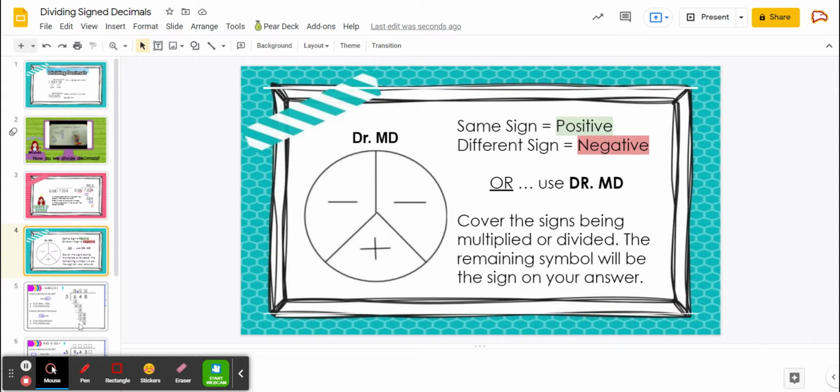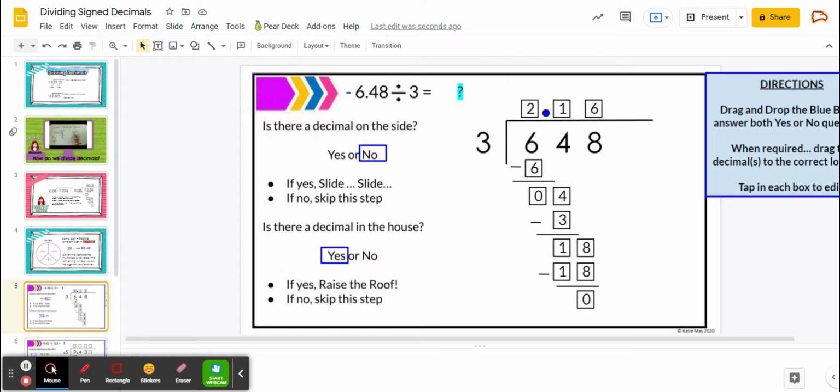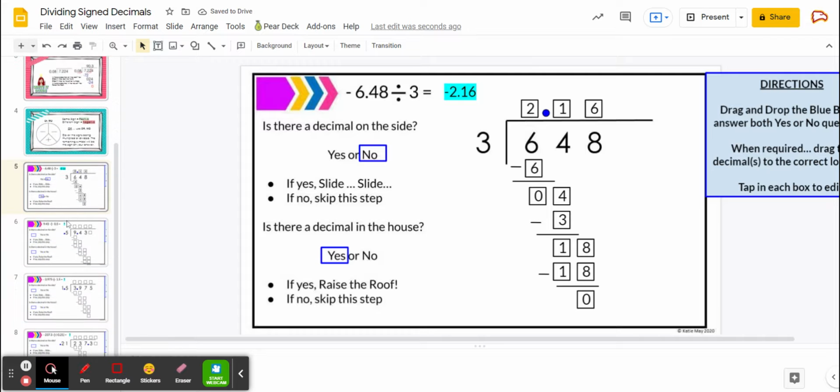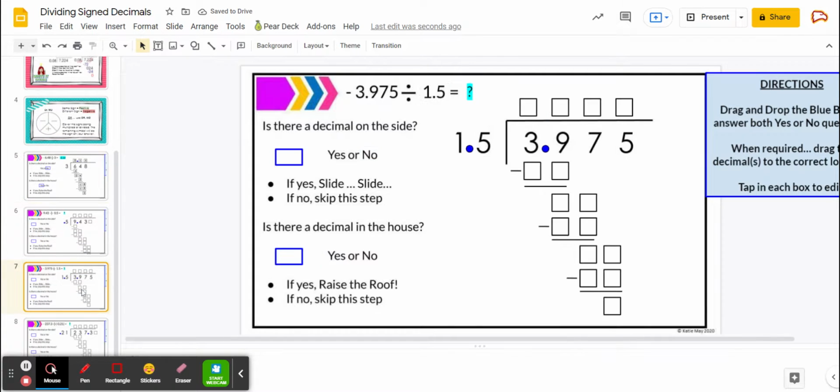So we had a negative times a positive, so we could cover up the negative sign and the positive sign and see that a negative would be left, or we can use the fact that they're different signs. So our quotient, the answer to our division problem, is negative. So negative 2.16.